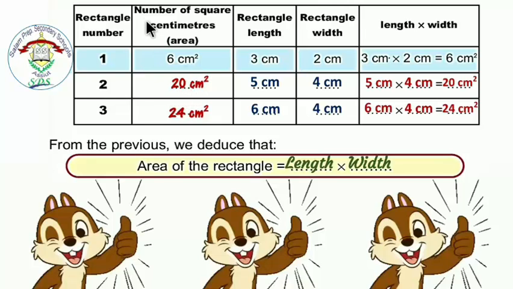This is number of square centimeters. Area. Rectangle length is 5 centimeters. Rectangle width is 4 centimeters. So the area equals length times width. 5 centimeters times 4 centimeters equals 20 square centimeters. Rectangle number 3.